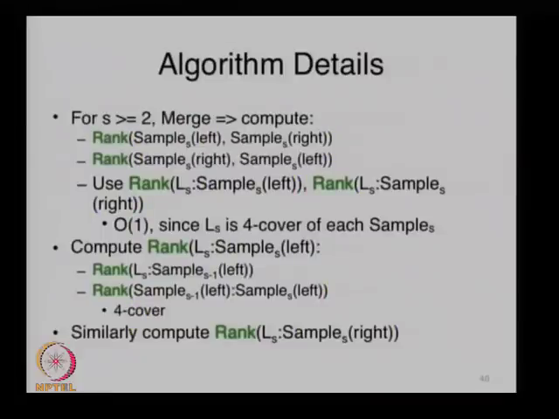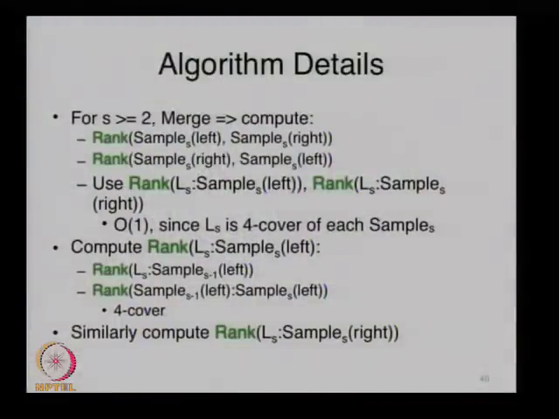And this is where you are going to use the fact that the list that we generate is a cover for the samples. That was one of the lemmas in the previous slide. And because it's a four cover of the samples, we know that the old list can only have four new samples in between every consecutive element. So that can be done.